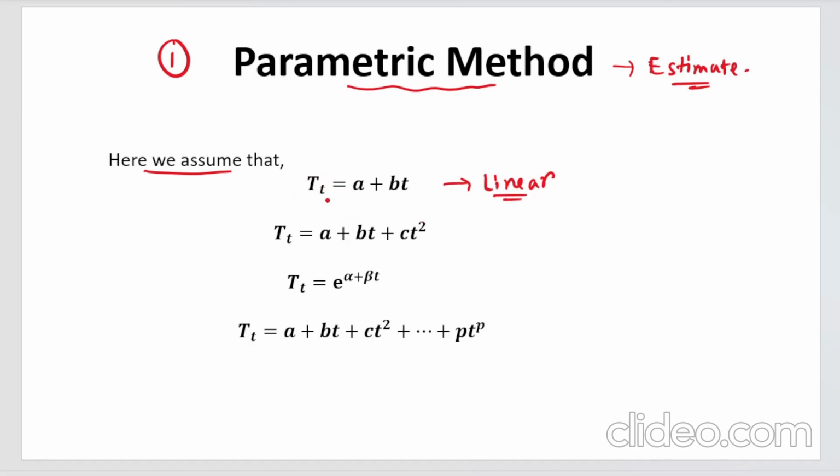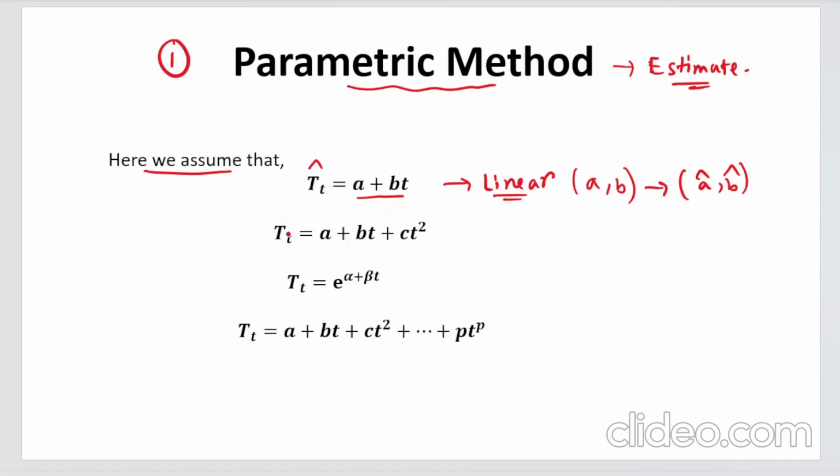Where you assume that this trend component takes a linear form, a plus bt, as simple as that. So here you have two parameters. What are the parameters? a and b. Your job is to estimate these parameters a and b, so you will get a cap and b cap. Once you know a cap and b cap, you can find out T cap, that is the estimated value of the trend.